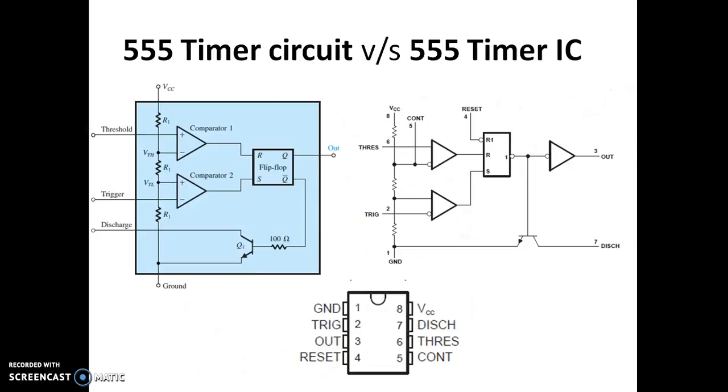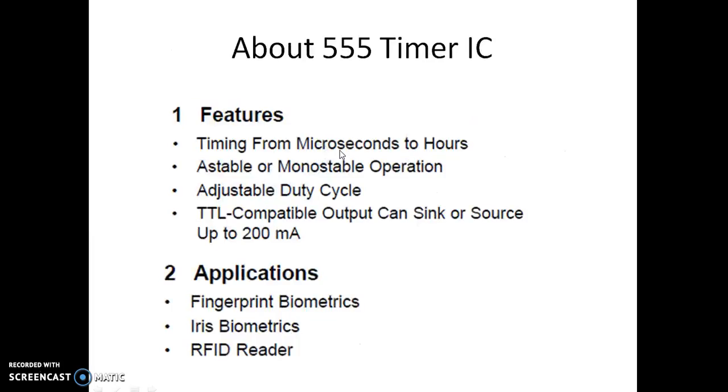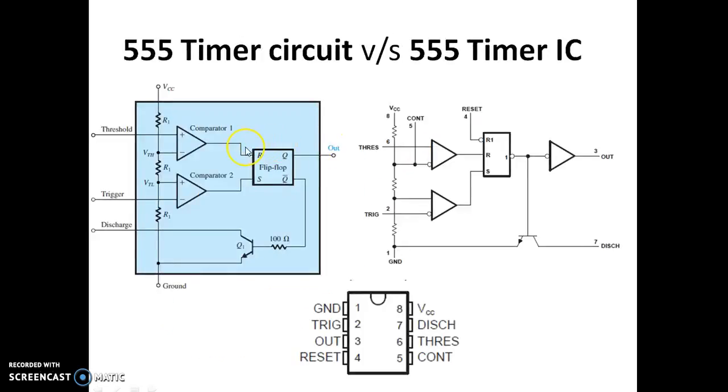Okay, now we have seen the circuit diagram and all those things. Now this is the circuit diagram of a 555 timer in the textbook. This is a 555 timer IC diagram, taken from a 555 timer IC datasheet. This is how the one-to-one circuit of the block diagram in a textbook and the circuit diagram in a datasheet of a particular 555 timer IC looks like.